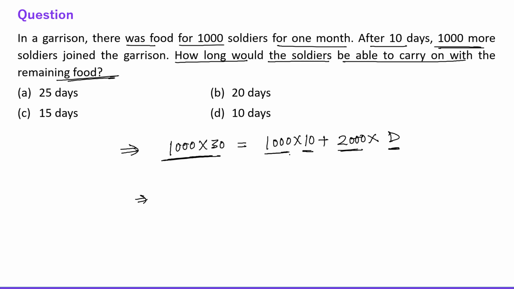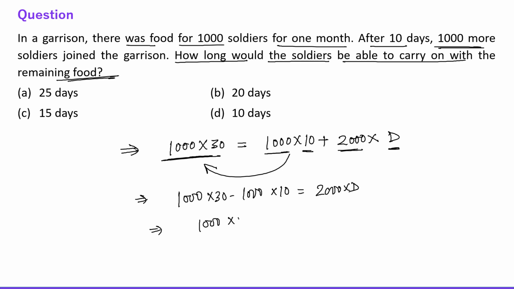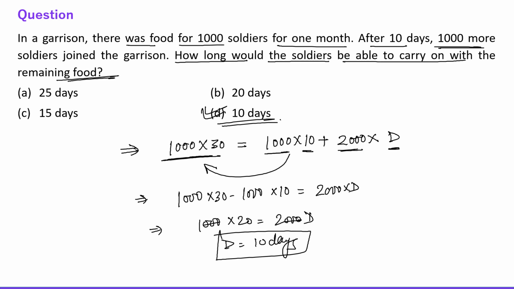Okay. So just bring it here and it will be subtracted, right? So 1000 into 30 minus 1000 into 10, this will be 2000 into D, right? So this is what 1000 into 20 is equal to 2000 into D. Okay. So obviously like 1000 can be cancelled. So D is equal to 10 days. Alright. So D is equal to 10 days. Fine. Okay everyone. Simple question. Alright. Now let's move to other one.